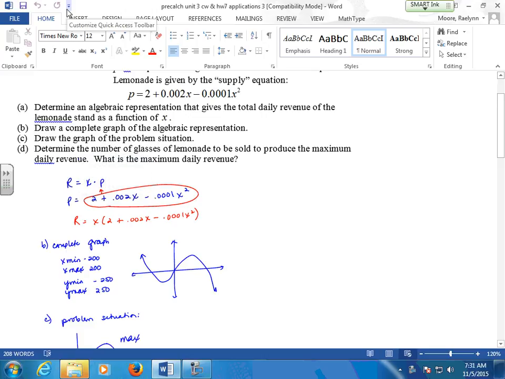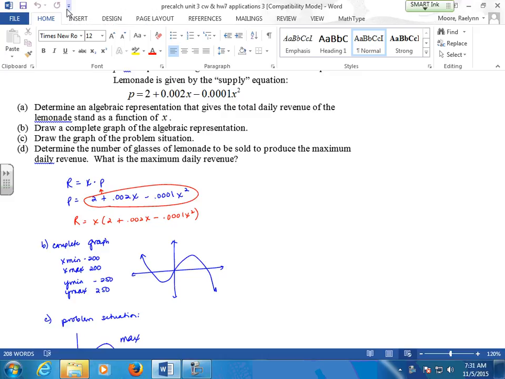All right, let's revisit this problem. It says, draw a complete graph. You have an equation that gives the total revenue of a lemonade stand as a function of X. Revenue is what you bring in, okay? And they gave you the equation. Determine the number of glasses to be sold to produce the maximum revenue.